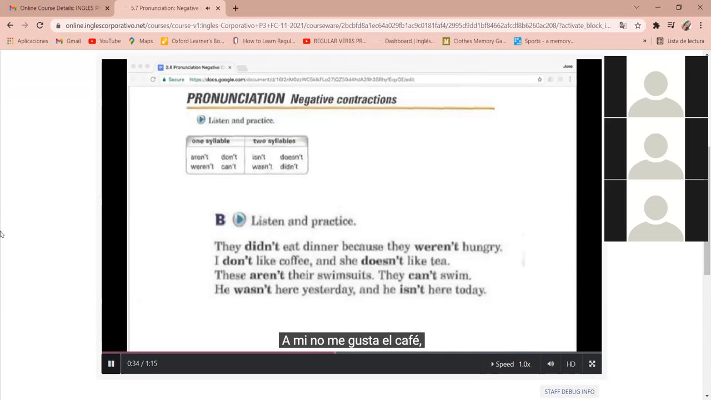I don't like coffee and she doesn't like tea. These aren't their swimsuits. They can't swim. He wasn't here yesterday, and he isn't here today.